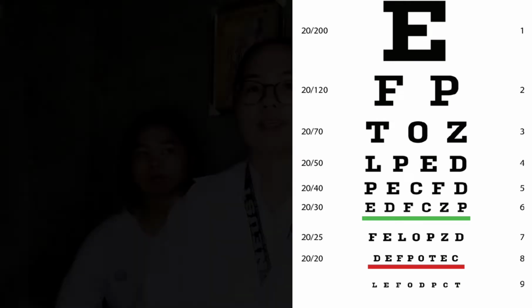Okay. We can see that the client can read the line number 1 to 7 when her both eyes are open. However, when she closes her right eye, she only read line number 1 to 5. However, she doesn't recognize other letters. And when she closes her left eye, she can read the line number 1 to 7.